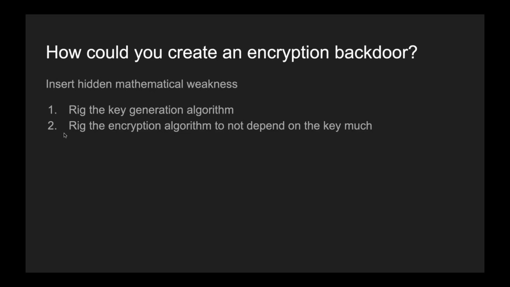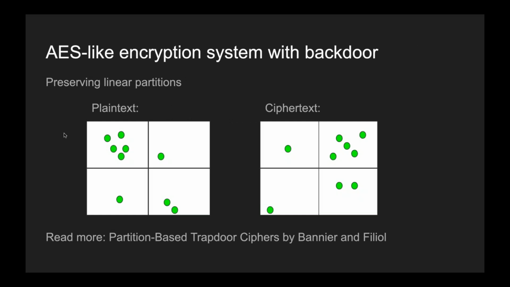Let's move on to our second way of creating an encryption backdoor, because that was rigging pseudorandom numbers. If you think you have random numbers, but they actually know exactly what you're going to have, they can find your key that way. The second way I want to show you is creating an encryption algorithm that doesn't depend on the key very much. So we'll make actually an AES-like encryption system with backdoor. AES is the advanced encryption standard. It's used today. I personally don't think it has a backdoor in it, but you could design something that's very similar looking that does have a backdoor.